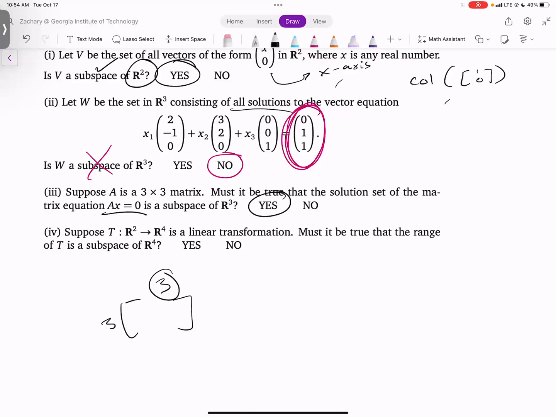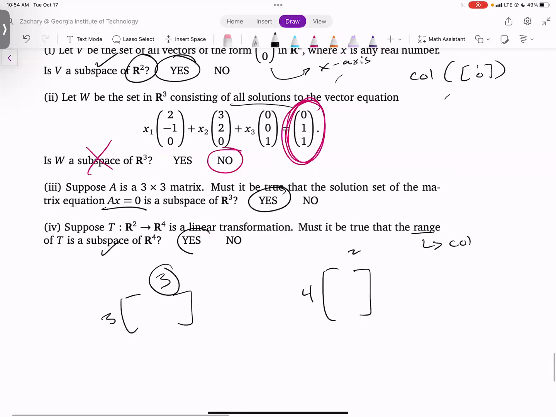And the last one, suppose we're going from R2 to R4. So we have a 4 by 2 matrix. Must it be true that the range is a subspace of R4? This is basically the same thing as the last question, but with a column space instead, because range is just column space. So is it a subspace? It's always a subspace, but the question is, is it of R4? The answer is yes, because that's the number of rows.